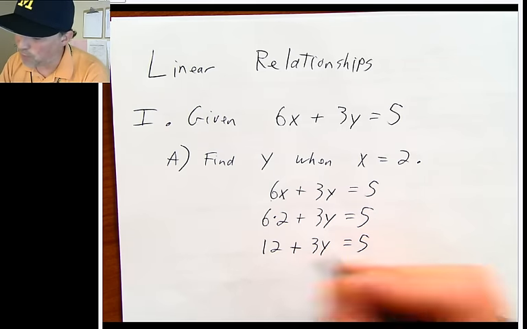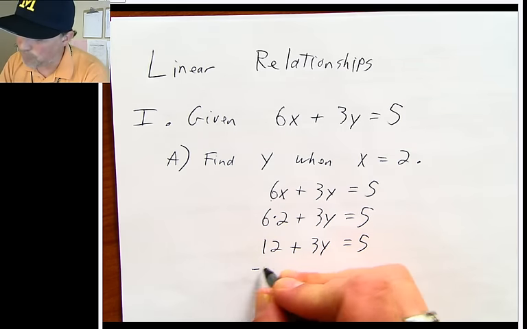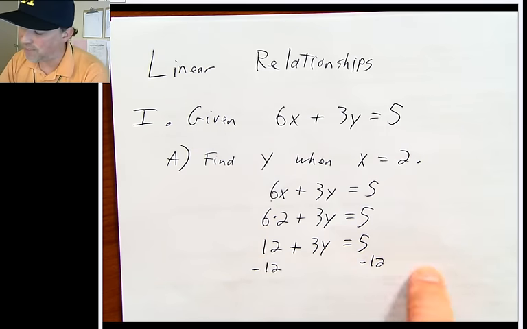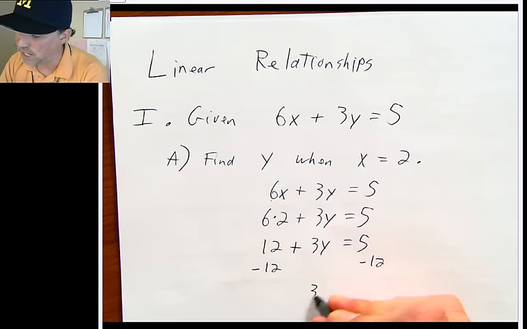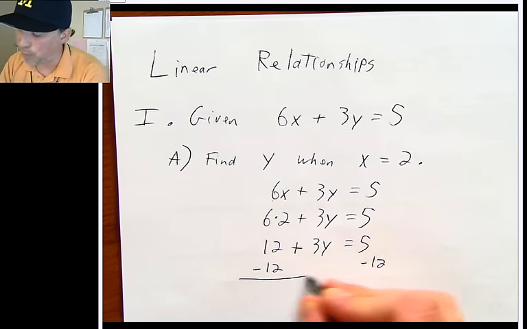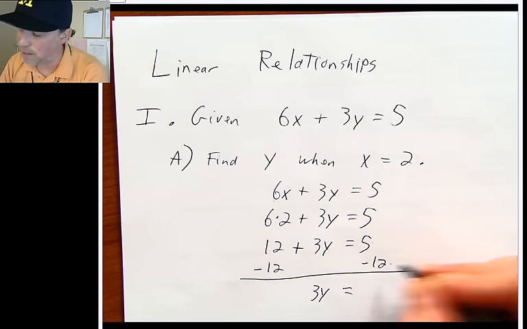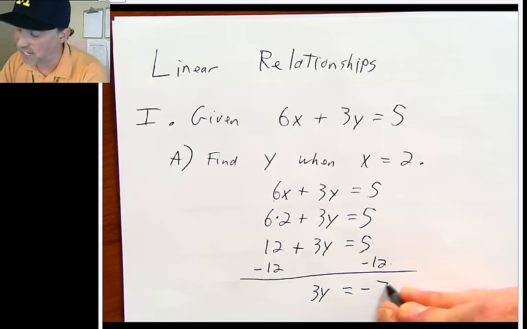Don't forget that whatever you do to the left side, you have to do to the right. And that first step, I want to move this 12 to the left side, so I subtract 12 from both sides. That leaves me with a 3y on the left side, and on the right side, 5 minus 12 is negative 7.